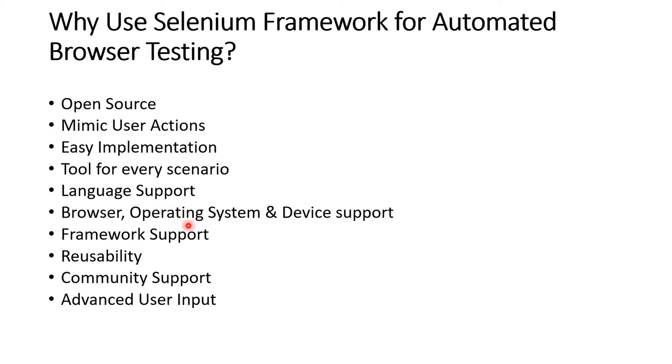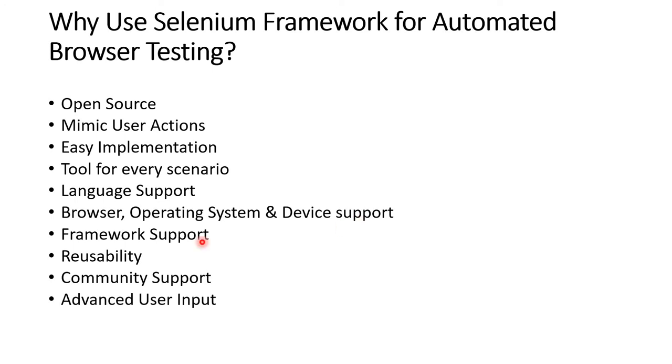Next is browser, operating system and device support. Selenium supports many different browsers, for example Chrome, Firefox, Opera, Internet Explorer, Edge, Safari, etc., and can be downloaded on Windows, Linux, Mac. Though you can't automate the Windows, Mac or Linux native applications, you can download it on those systems and use it to automate the applications hosted on Firefox, Opera, Internet Explorer, etc.